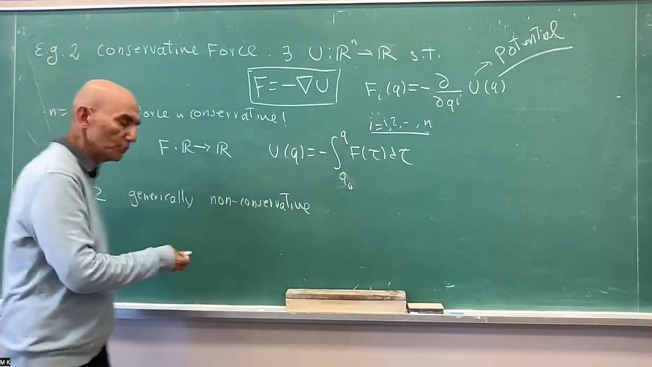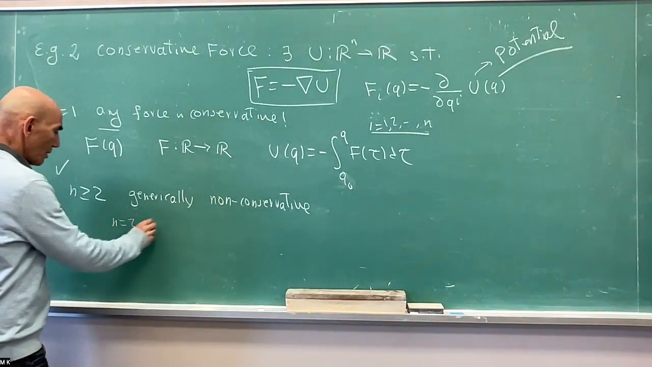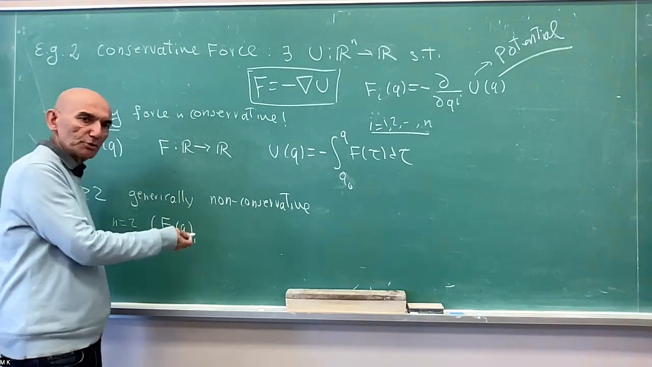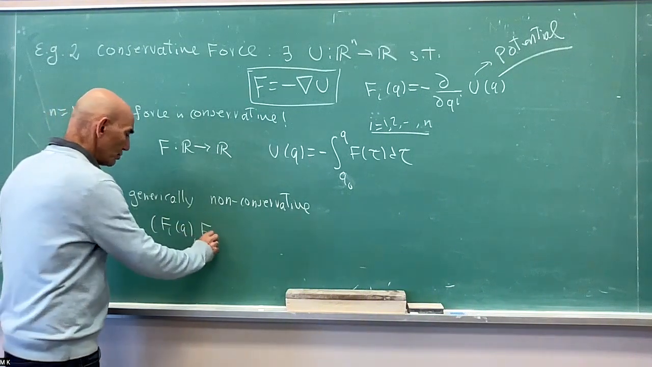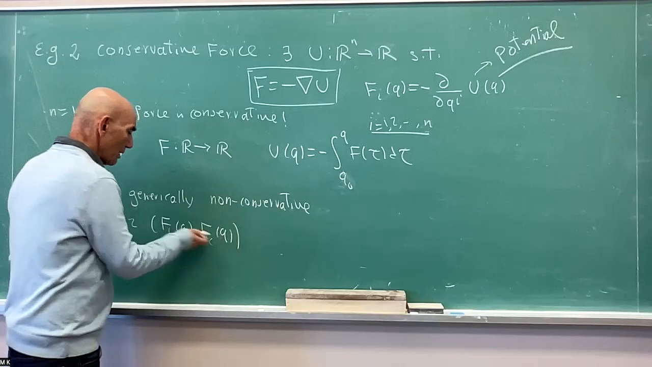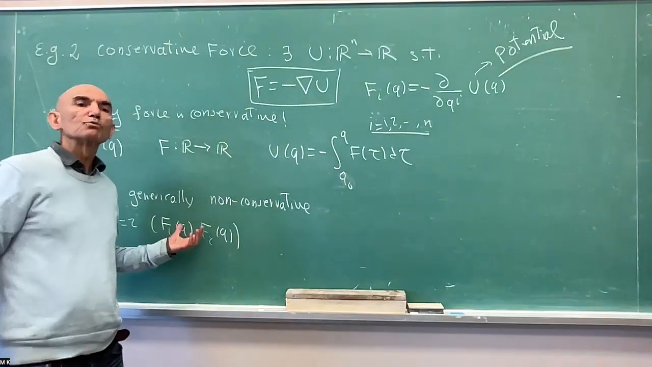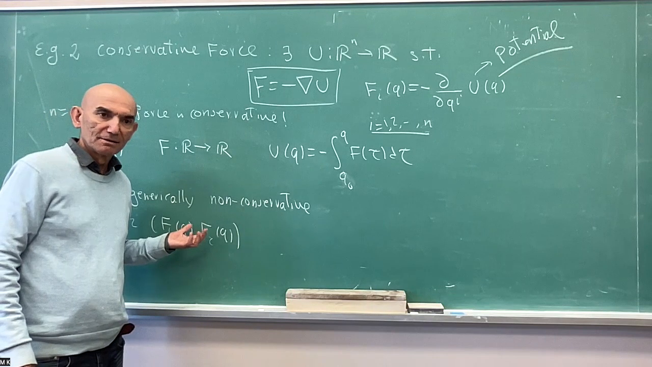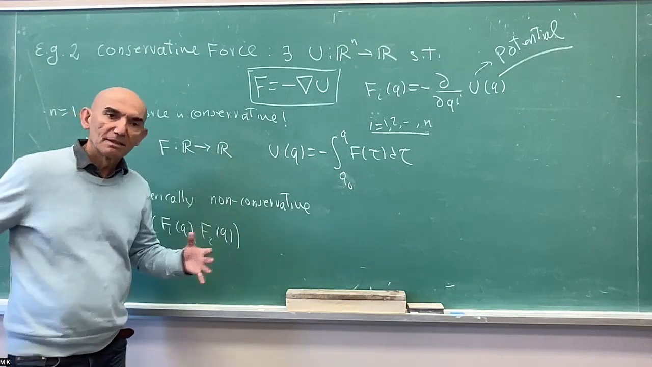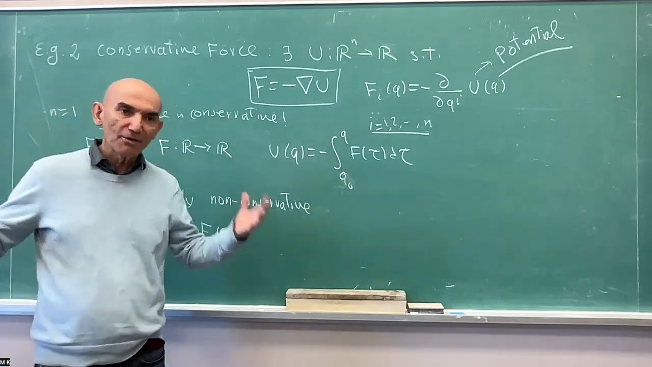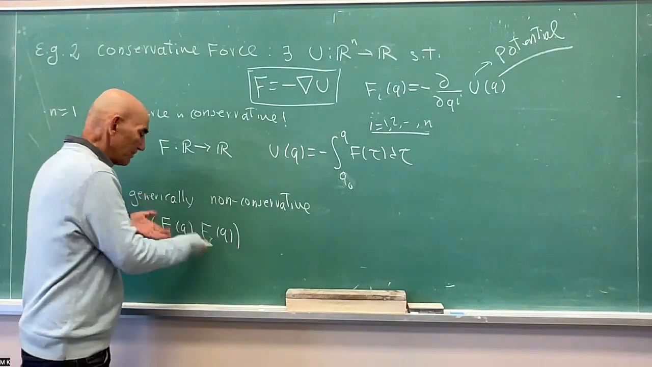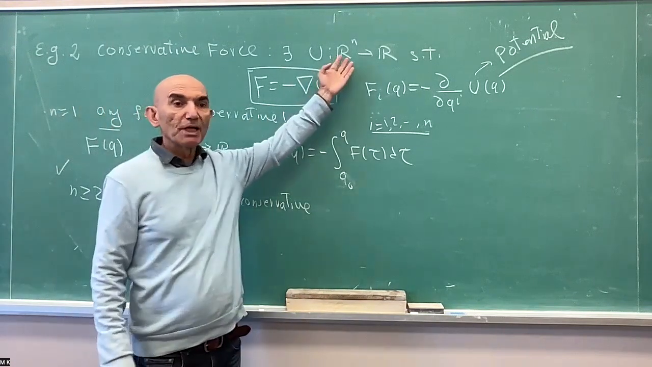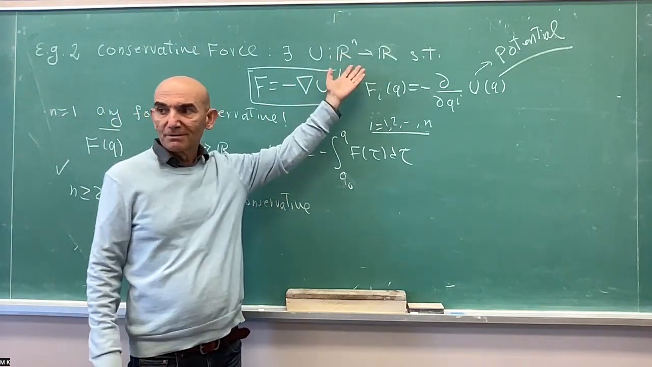For example, in n equal to 2, we have f1 of q, I mean, q is q1 and q2, right? And f2 of q, so you have two functions. The variety of such vector fields is just so much more than this potential, which is just one function.